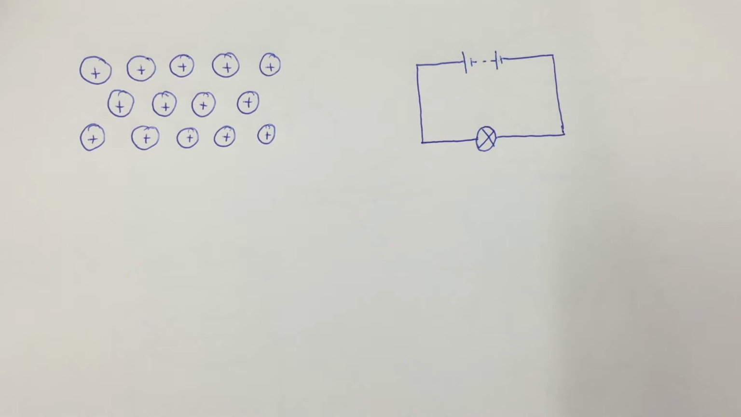This lesson is on current. And current is one of the most important concepts in the study of electricity. Now, previously we've talked about this idea of charge, and that charge can build up in static electricity between two insulators, and that there are two types of charge, positive and negative.